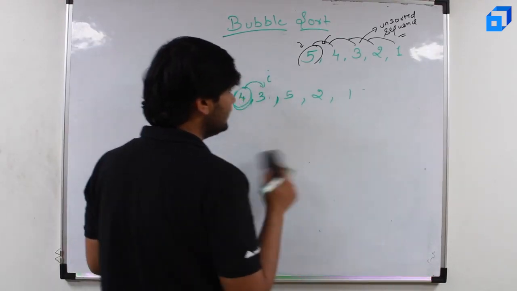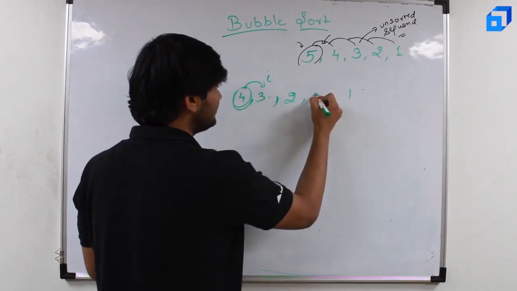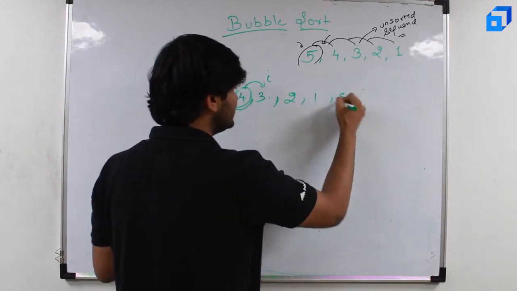Now again 5 will be compared with 2, and here you can see it will again be swapped. So 2 will come here, 5 will come here. After that 5 will be swapped with 1. So this will be like this sequence, right?